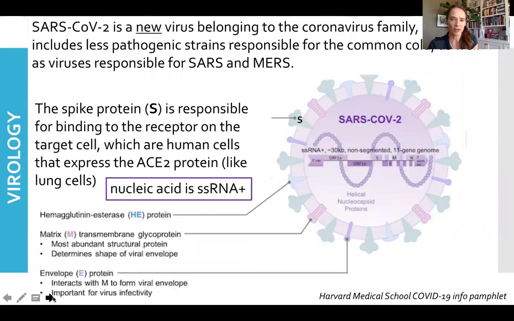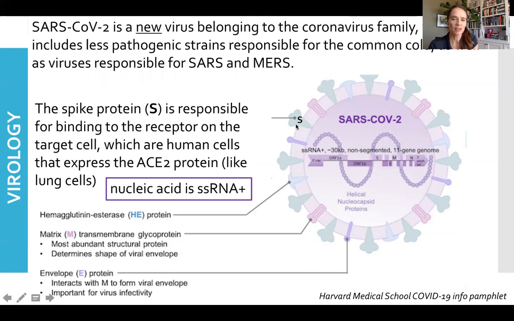Again, it's a new virus from the coronavirus family, so that means it's newly emerging, and it's less pathogenic than some of the coronavirus strains that are responsible for the common cold. If we look at this cartoon or schematic of the virus, you'll notice that on the outer membrane, or the outer capsid of the virus, there are a lot of shapes kind of sticking out. I'll draw your attention to this green shape here that's labeled S. That's the spike protein. That's what's responsible for binding to the receptor on the target cell.